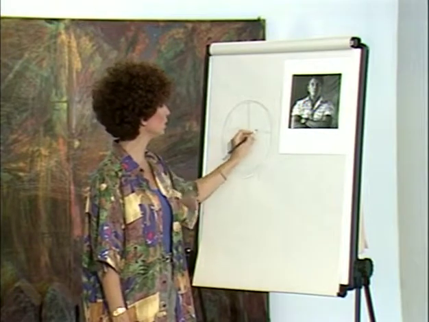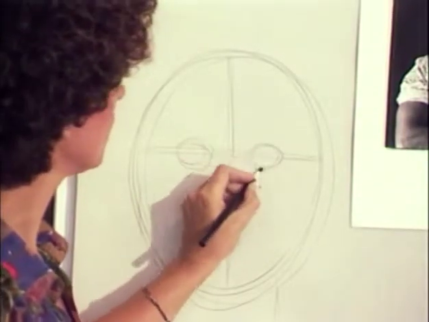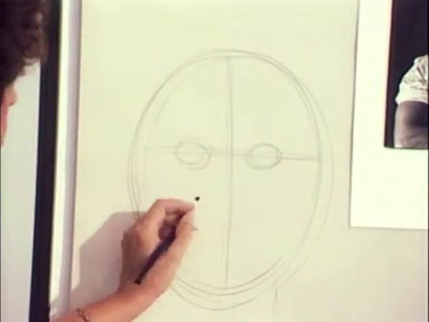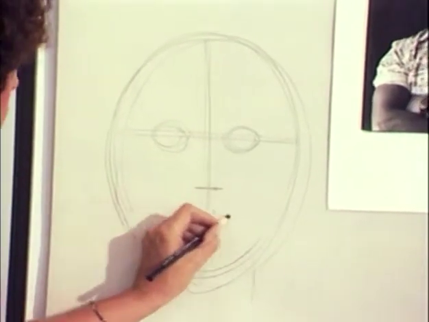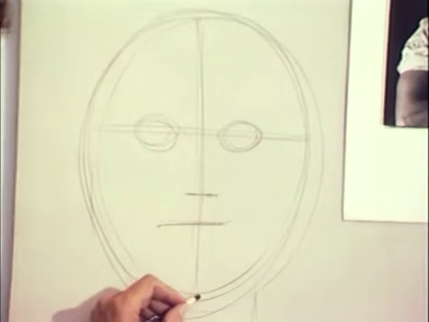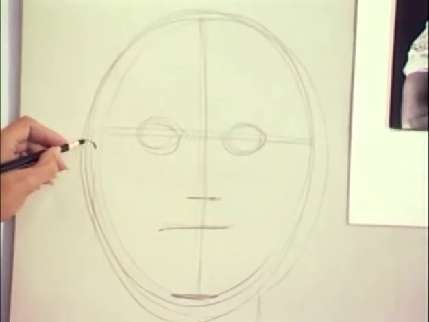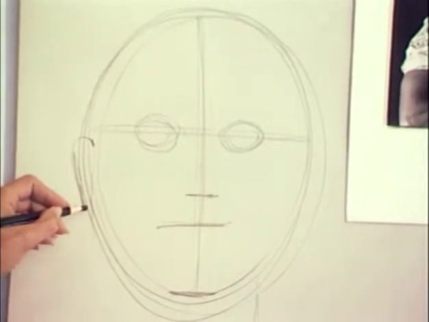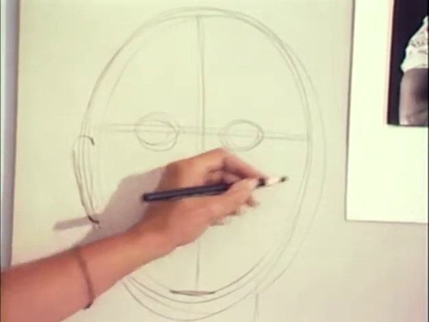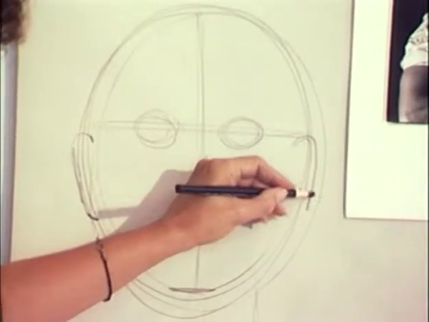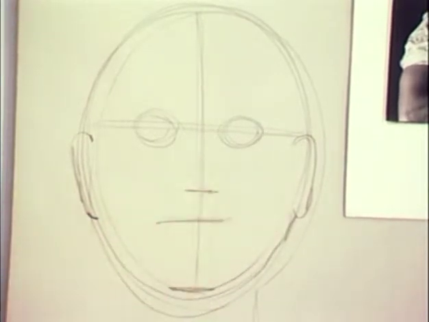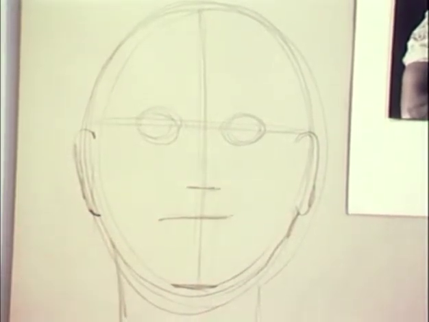But again, this distance between the eyes is one eye width apart. The nose here, the mouth here, just roughly laying in the different features. The ears, in this case, appear to be a little bit lower than the eye, and to go all the way to even with the mouth. Now I have that roughed in.